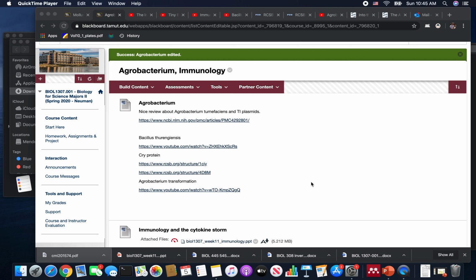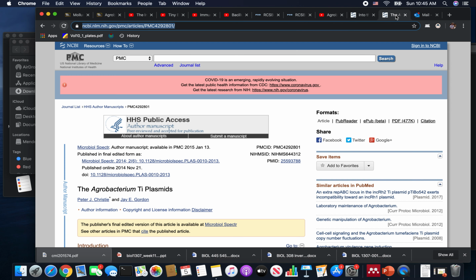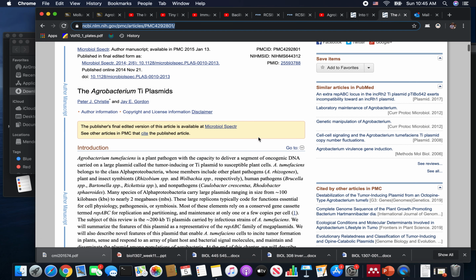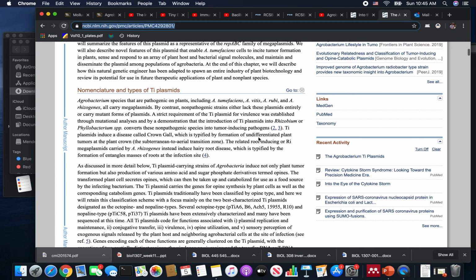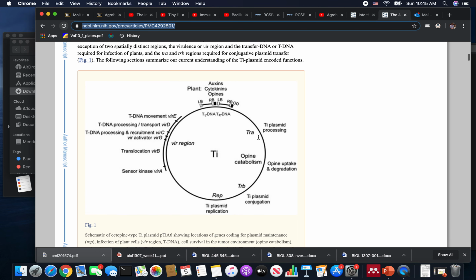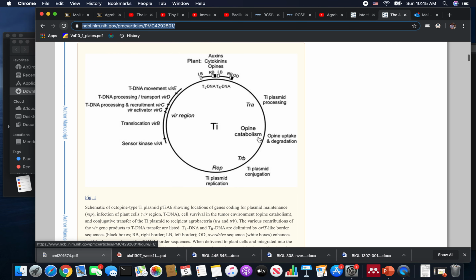Next part of my lecture. So let's go look at this article. Let's see. I think it's this one. Agrobacterium, TI plasmid. Yeah, that's coming later. That's the immunology thing. So this is going to be the article. And boom, look at figure 1 there. You recognize that? Figure A, B, C, D, E, G.